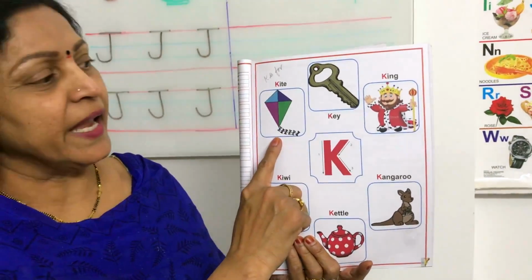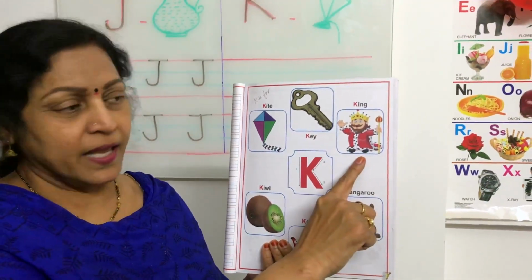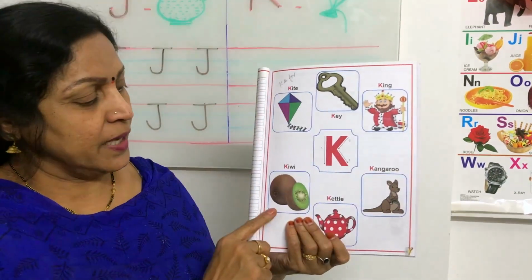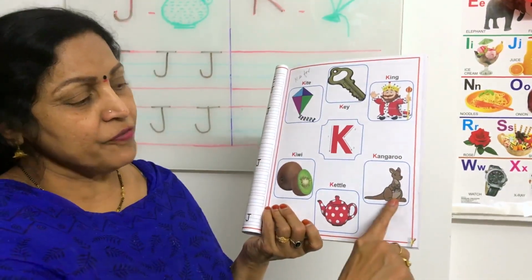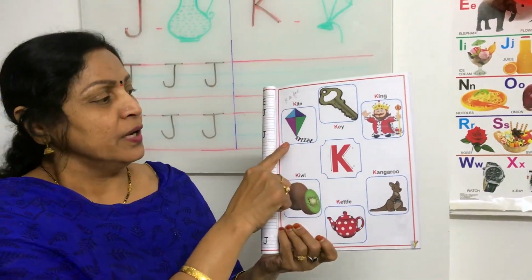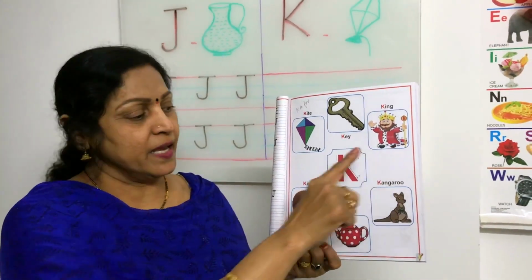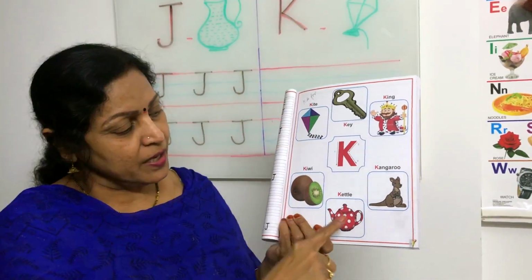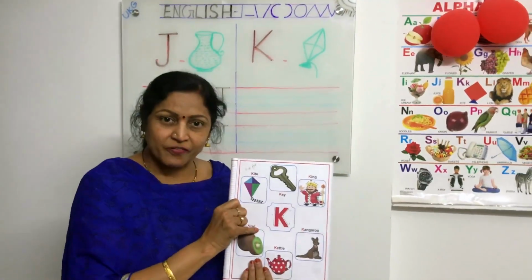Okay, look into the book, children. K for kite. K for key. K for king. K for kiwi. K for kettle. K for kangaroo. What is the sound of K, children?